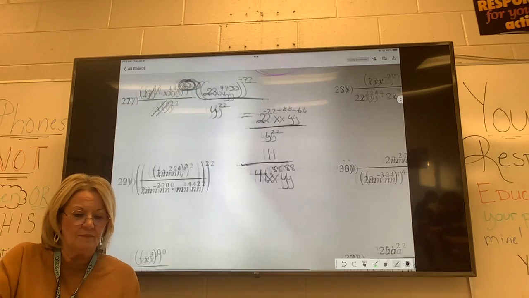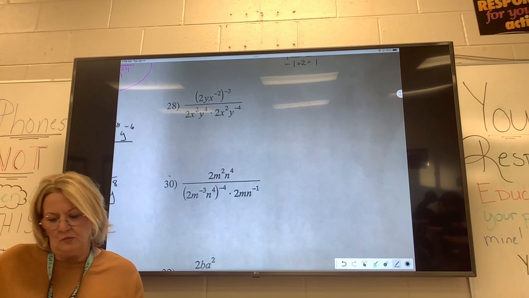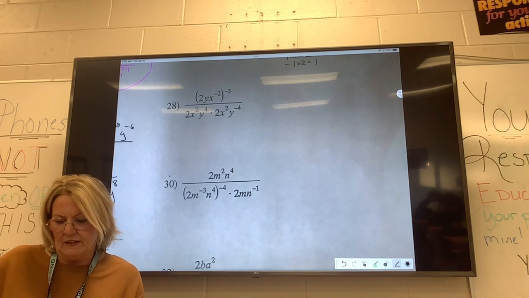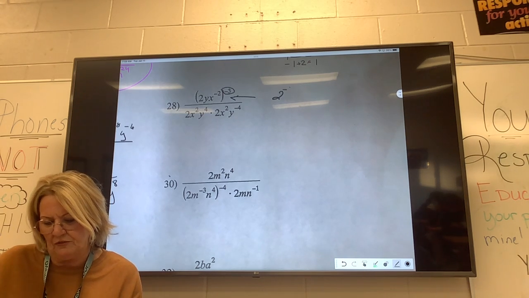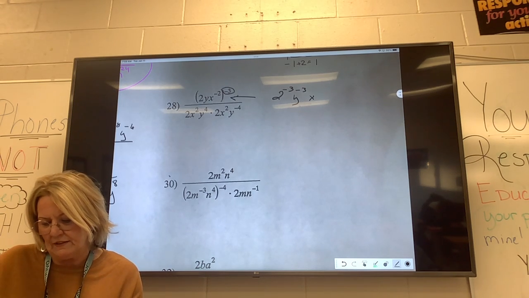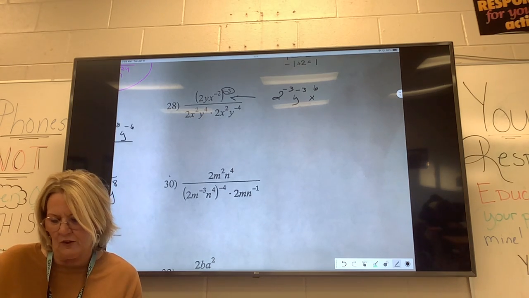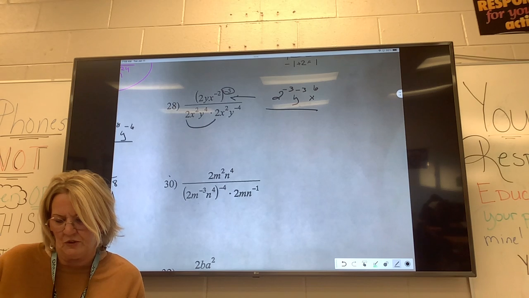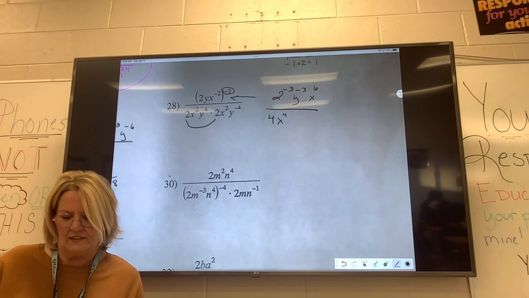That was 27? Yeah. Okay. 28, I'm going to do a couple things. I'm going to go ahead and clean this up with this outside exponent here. So that would give me a 2 to the negative 3, y to the negative 3, x to the 6. Does everybody understand how I got that numerator? Okay, over, now I'm going to multiply 2 times 2, that's 4. And when I multiply, I add. So I've got x to the 4, y to the 0, cancels out. Because when I add these, I get a y to the 0. They cancel out.